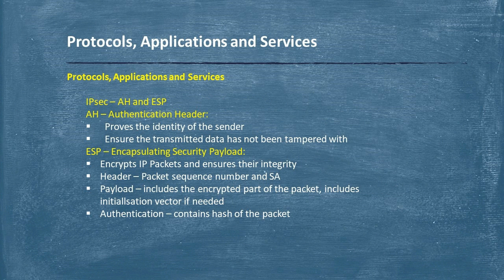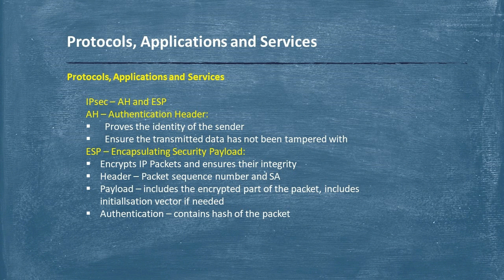So let us see what the components or members of IPsec are. The first one is the AH, that is, the authentication header. The second one is ESP, that is, encapsulating security payload. The authentication header provides the identity of the sender. In TCP/IP communication, packet by packet, the first component of IPsec is the authentication header, which is the identity of the sender.